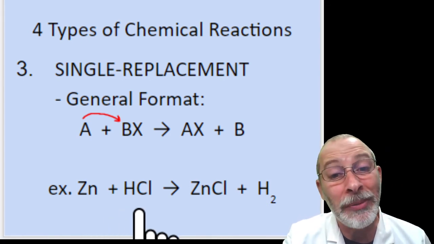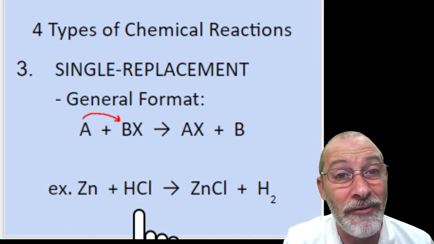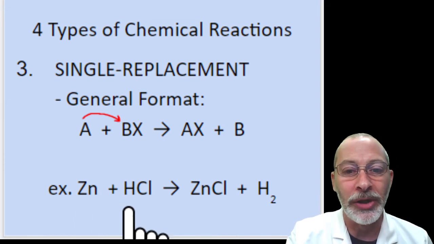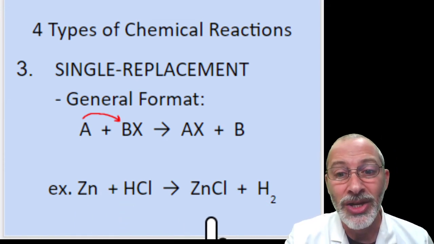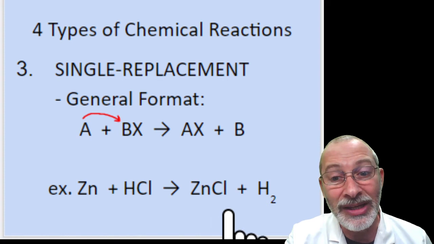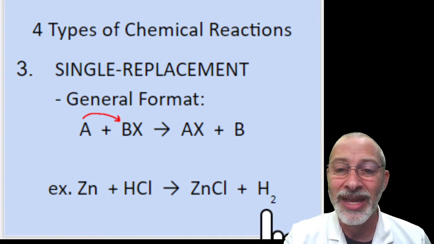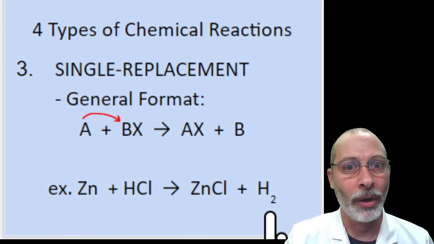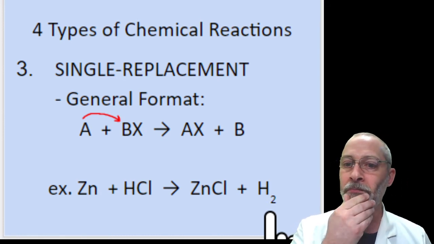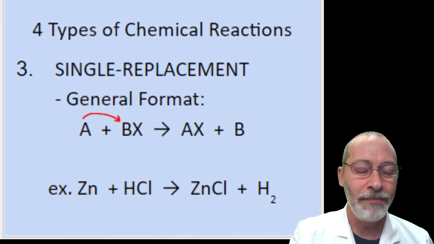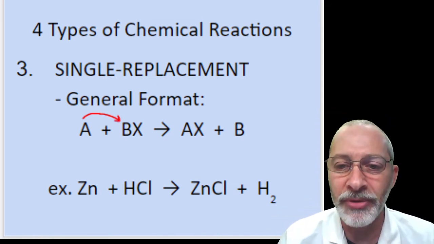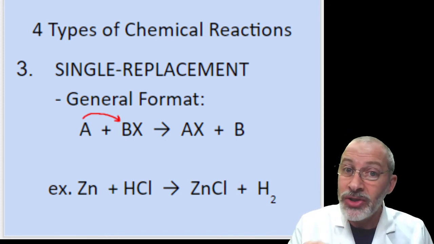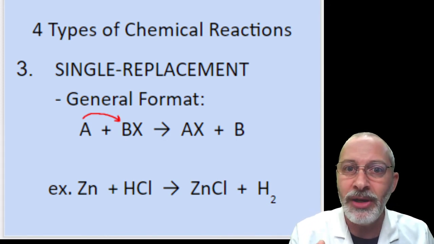This single replacement, and notice the general format above it, you can see that the zinc replaces the hydrogen so that the zinc and the chlorine are now bonded together, and the hydrogen is off by itself. Or is it? What does that subscript mean? Well, before I get to that subscript, do you see what's happening? If you don't see what's happening, pause the video until you see it.